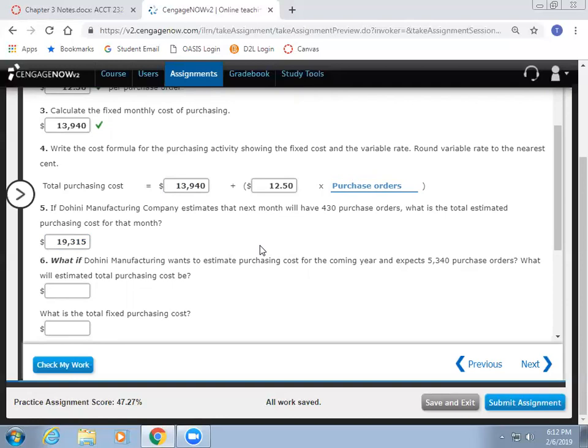that you actually take the 13,940 times 12. You want to get a yearly fixed cost because that's just per month. So I would take my 13,940 times 12, which is 167,280, if I wrote that right, plus the 12.50 times the 5,340.